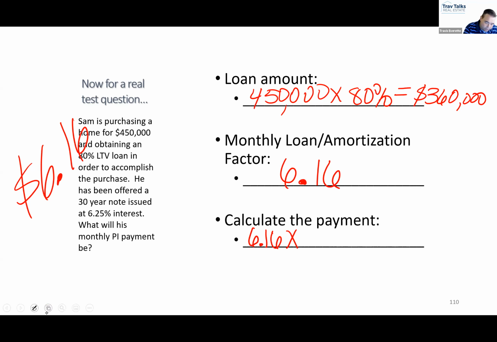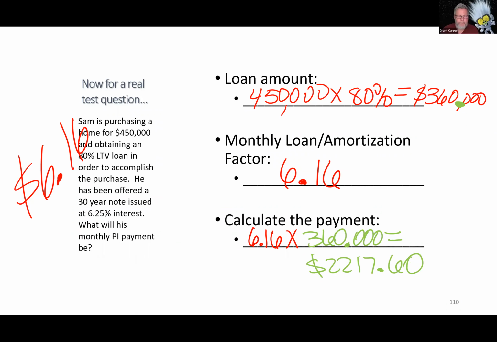So when we calculate the payment, all we got to do is take our loan factor of $6.16 times, and I'm going to change colors here so you can see the difference. I'm always going to go to the comma in the thousands place and simply change it from a comma into a decimal. So what number am I multiplying by here? 360.000, and that gives me what? 2217.60. Does everybody see where that came from? Okay.